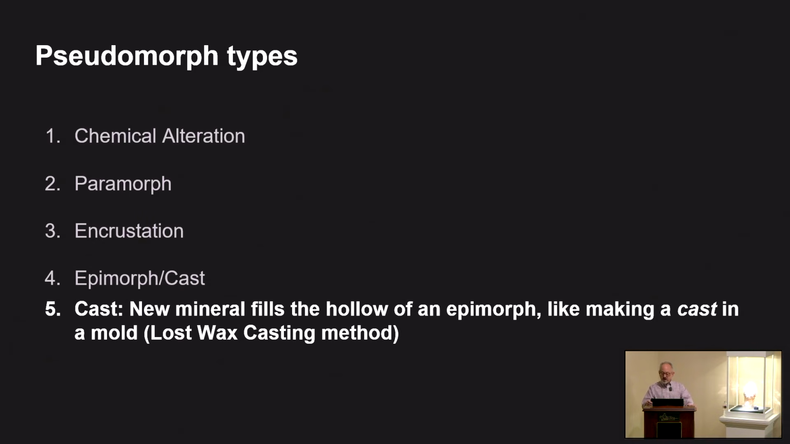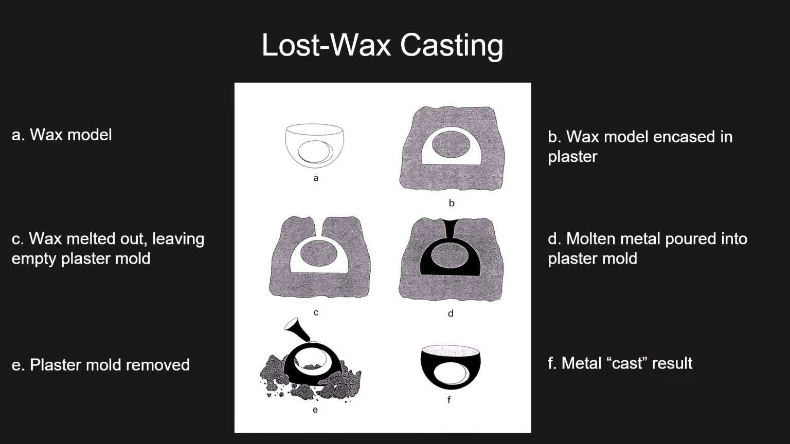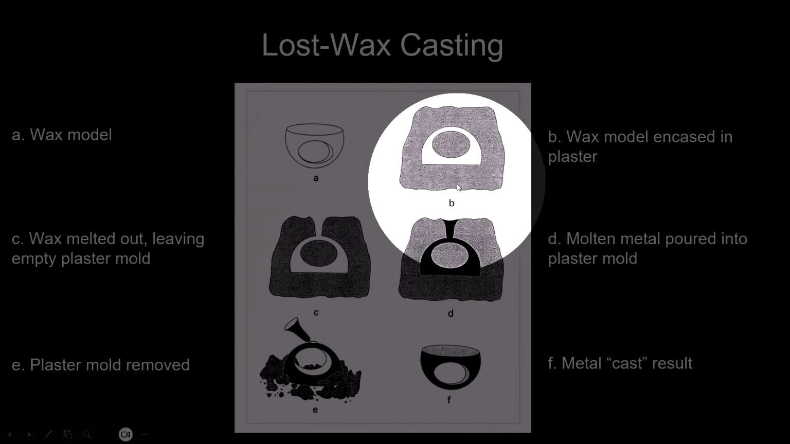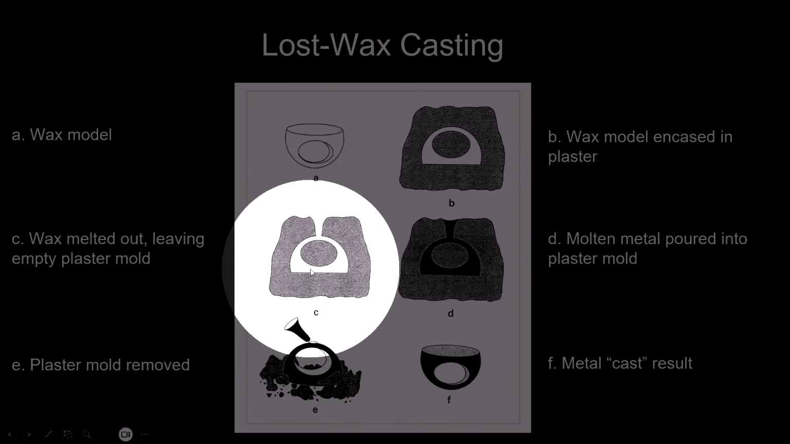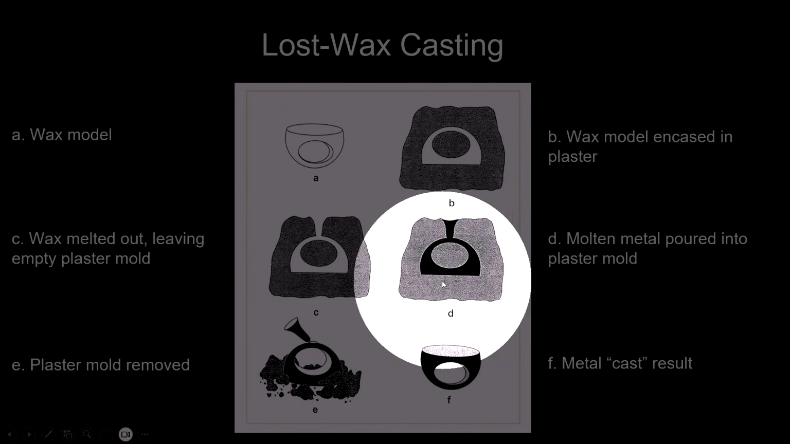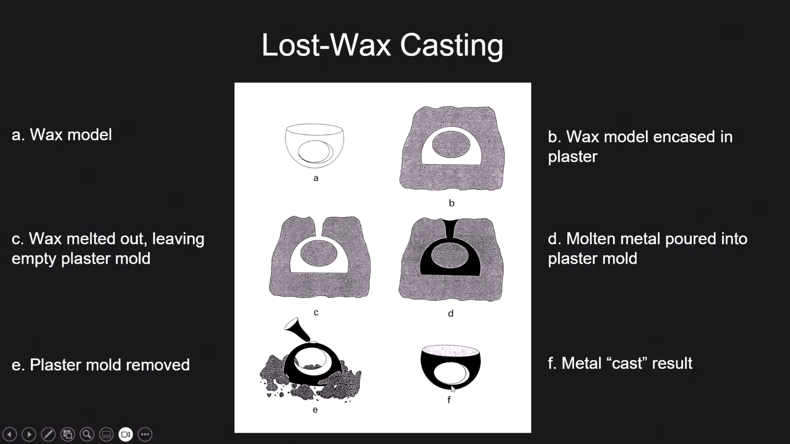Unfortunately, there's another meaning for the term cast, and this is where a new mineral fills the hollow of an epimorph, making a cast in a mold, and this is like the lost wax casting method. So you start out with a wax model. Here the wax model is encased in plaster. Then the wax is melted out, leaving an empty plaster cast. Then you pour some molten metal into the plaster mold. You break the plaster mold, and you are left with the metal cast.